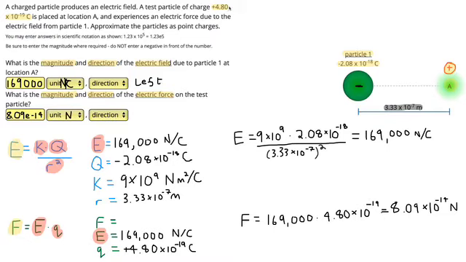Now, the direction of the force is going to depend on the type of charge we have. Here, our test charge is positive, and therefore the direction of the force is going to be the same as the direction of the field, left. Since our positively charged test charge is attracted to our negatively charged particle. If, on the other hand, it had been negative, they would repel and it would be to the right.